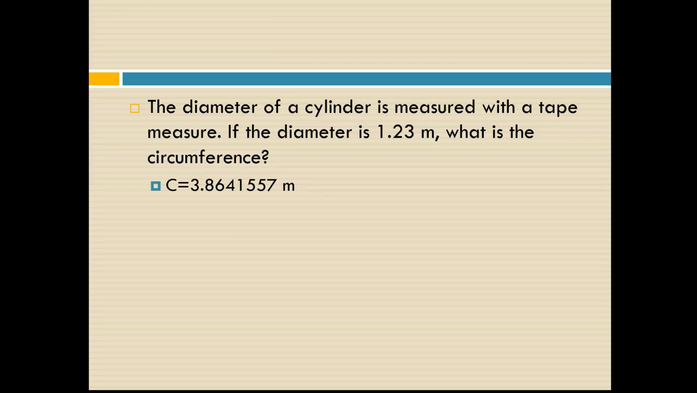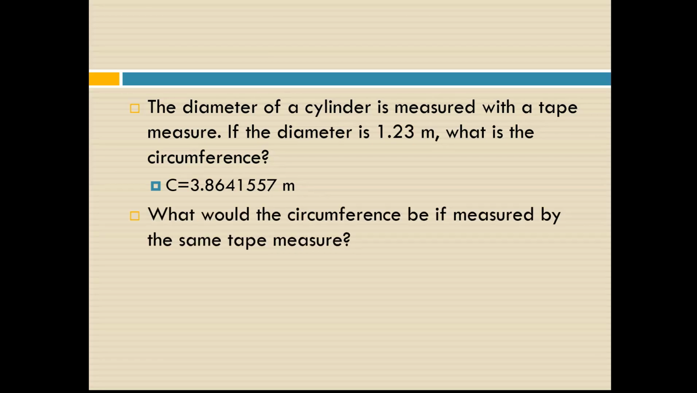Okay, well, I got 3.86415557 meters. That's what I got on my calculator when I did the calculation. All right? So far, so good, right? Now, what if I took that same tape measure that I measured the diameter with, and I used it to measure the circumference? What would the tape measure read?